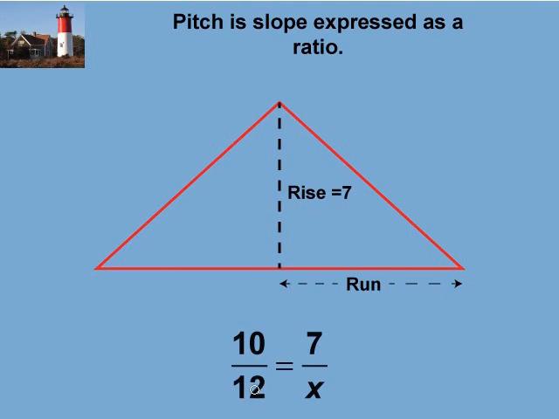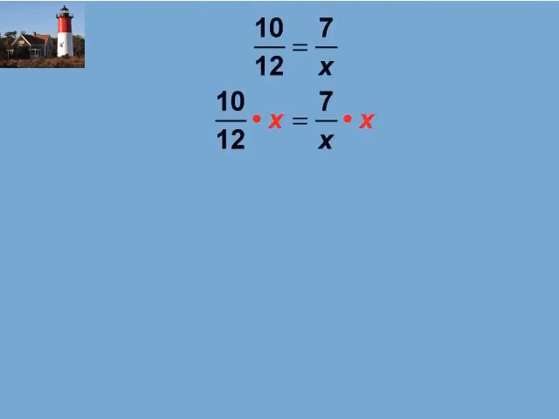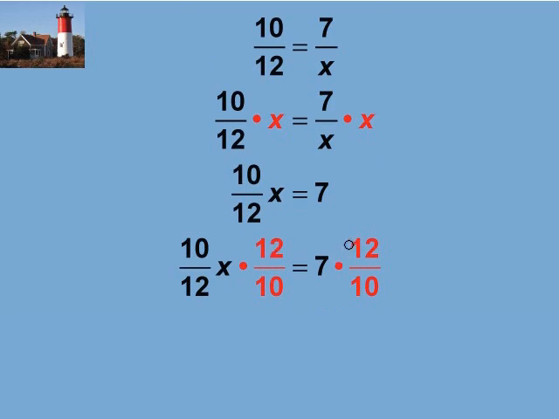The pitch is 10 to 12. For the roof, the rise is 7, and the run is unknown, so we label it x. This is a proportion that we need to solve. First, multiply both sides of the equation by x, as shown here. The equation becomes 10/12 x equals 7. To isolate x, multiply both sides of the equation by 12 over 10. On the left, we have x, and on the right, we have 84 over 10, which simplifies to 8.4.